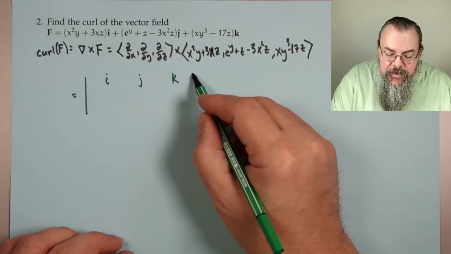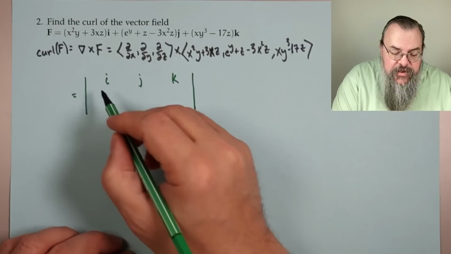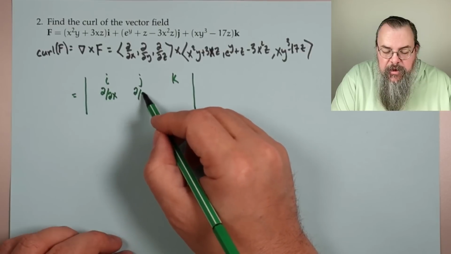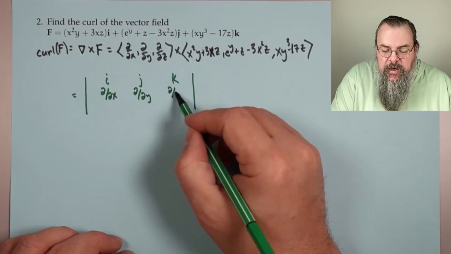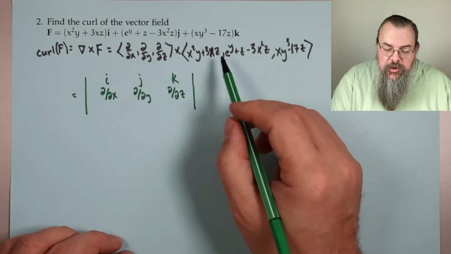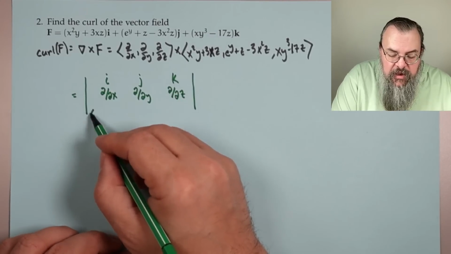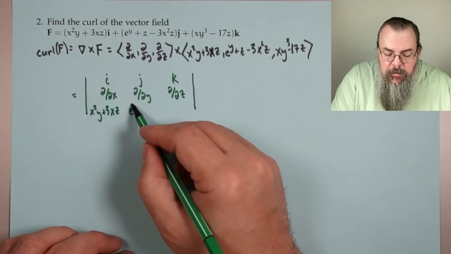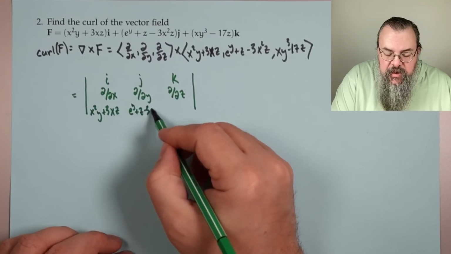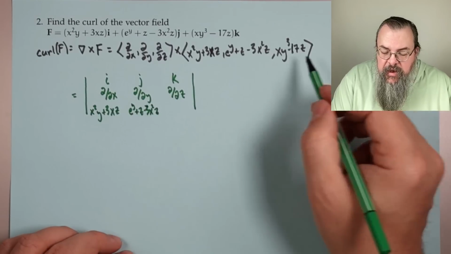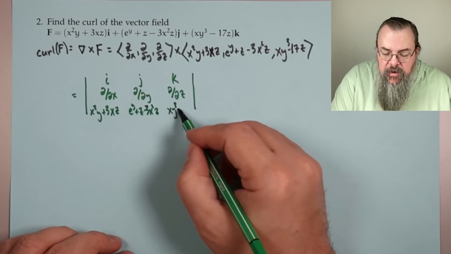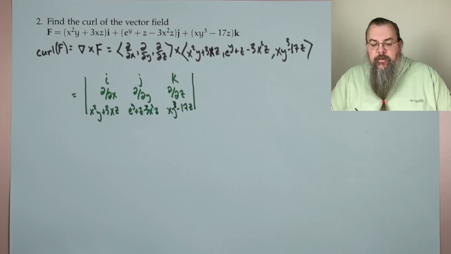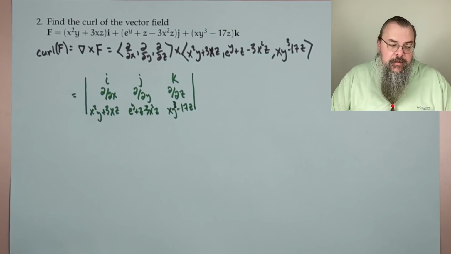And so you have in the first row i, j, k, those are your vectors. Second row comes from your nabla, your del: partial x, partial y, partial z. And the third are these individual pieces: x squared y plus 3xz, e to the y plus z minus 3x squared z, and xy cubed minus 17z. All right. Well, now we begin.